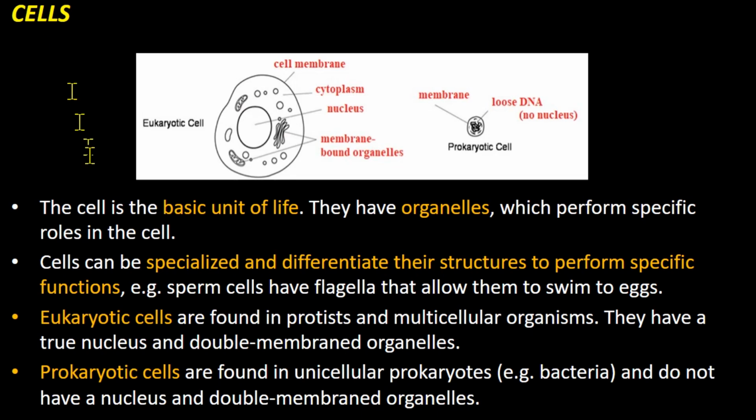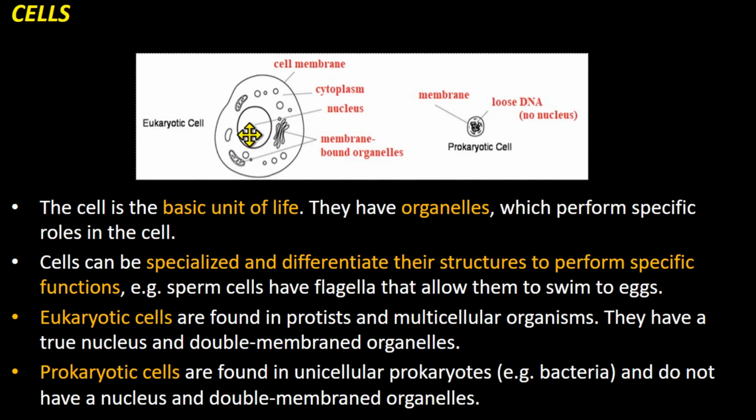Let's look at cells. Well, the cell is the basic unit of life. Cells have organelles such as the mitochondria and the nucleus, which perform specific roles in the cell. Now, cells can be specialized and they can differentiate their structures to perform specific roles. For example, sperm cells have flagella, which are like tails, that allow them to swim towards eggs so they can fertilize the egg. So the structure usually assists with the function.